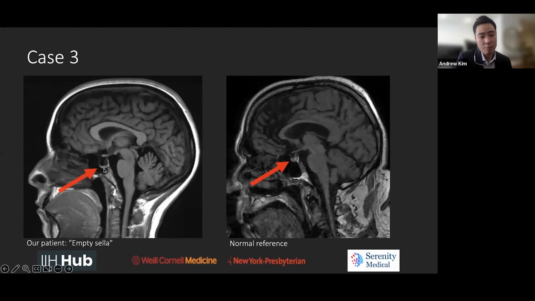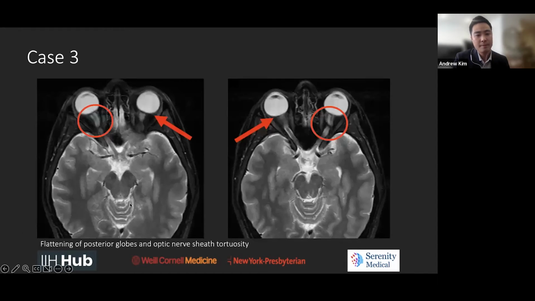And we can see that in our patient we have an empty sella here for the same reasons, and flattening of the pituitary gland. You can see that compared to the first two cases, this one's a little bit more expanded. So you will be able to see varying degrees of expansion involving the sella turcica as it remodels. So our patient here had flattening of the posterior globes.